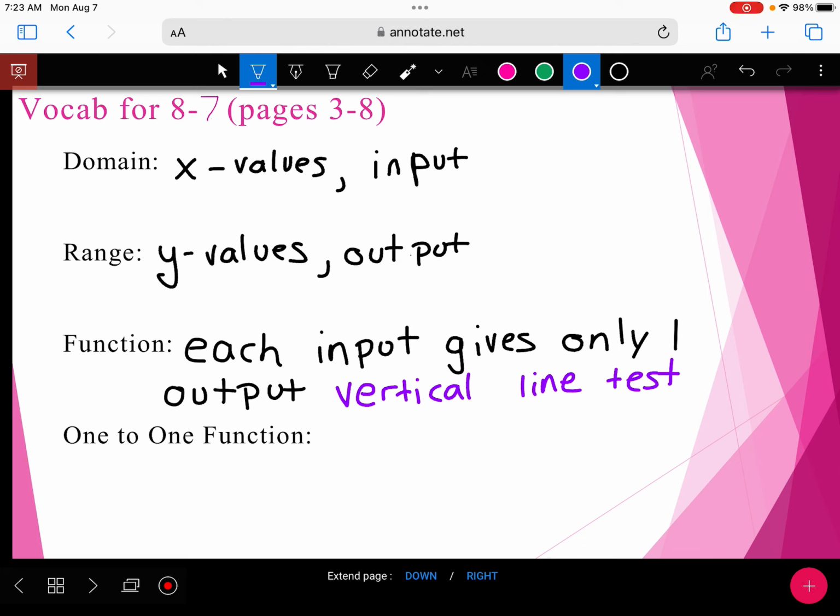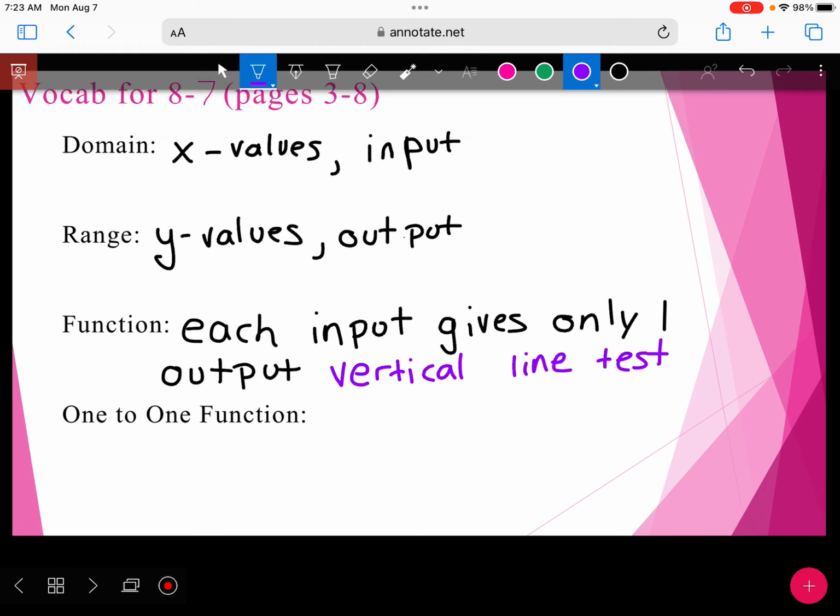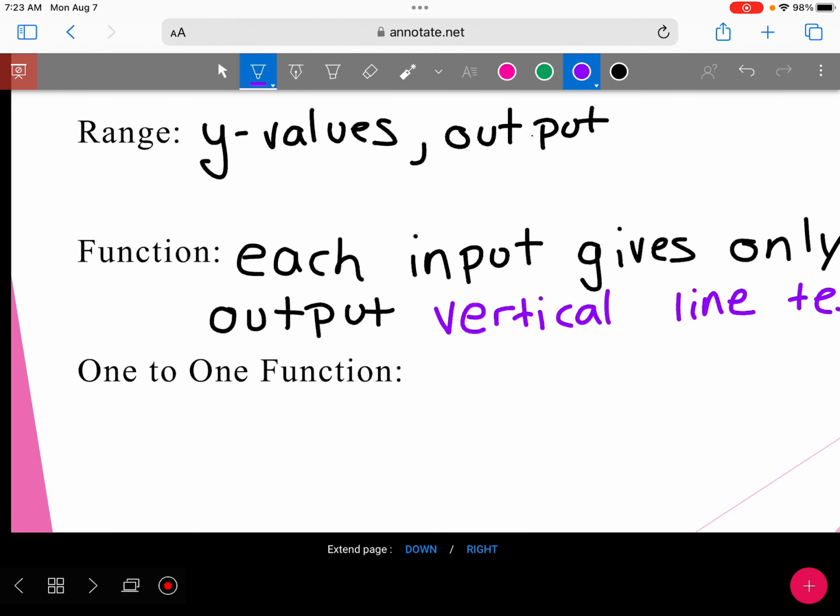So functions are honestly going to be what we deal with most of the time. Most of the things we deal with are going to be functions. A one-to-one is a special kind of function, meaning it has to be a function first. So it has to have that each input gives only one output. And, so it is a function.